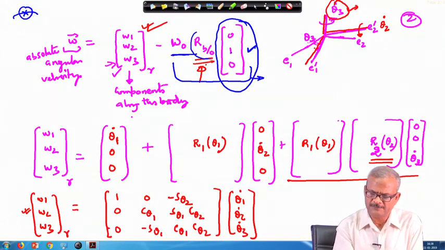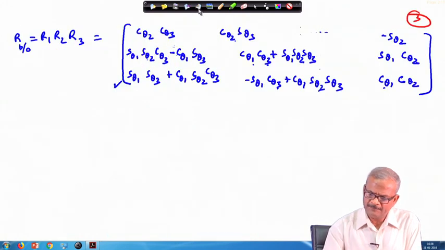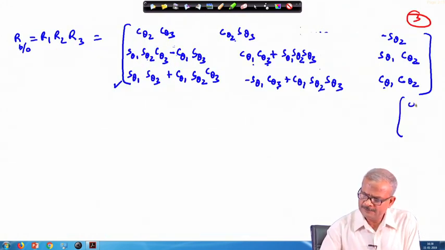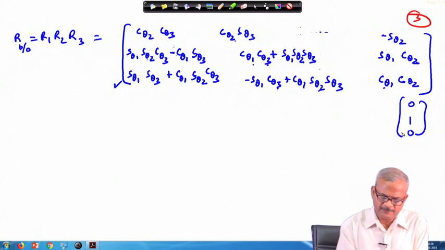So using this transformation, now we have to pick up this R b 0 and operate on this vector 0 1 0. So if I operate on the vector here 0 1 0, what are we going to get?